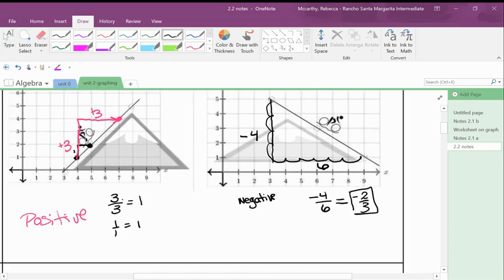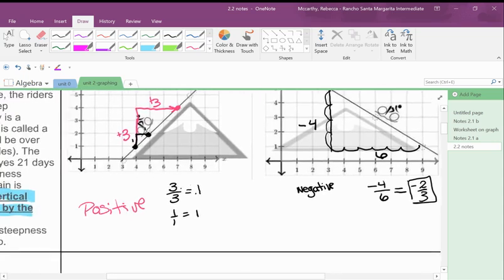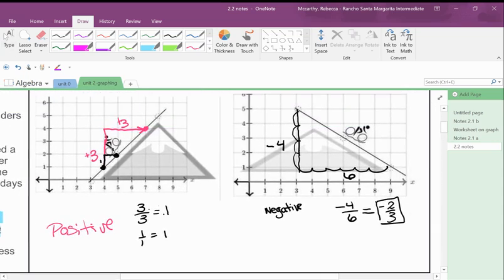If I wanted to compare the two, I would change my fraction to a decimal and compare it to this one here. The first one was steeper because 1 is larger than 2/3. That's how I would calculate the slope in the Tour de France. They compare the two mountains by how steep they are.